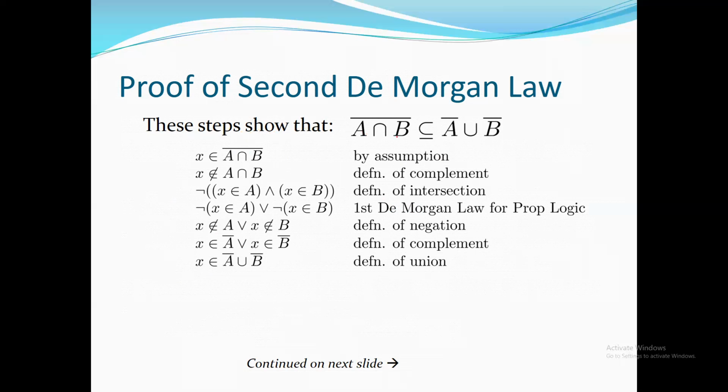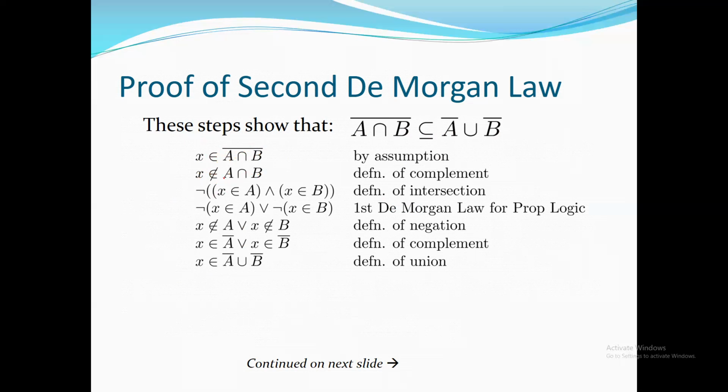Okay, what are the steps in order to prove this, right? (A intersection B) whole complement is a subset of A complement union B complement. So when you know that X is an element that belongs to (A intersection B) whole complement, X is an element of that set, right? So if we resolve this complement, take it out using the definition of the complement, then it means X does not belong to A intersection B. That we know, that's by definition of the complementation, right?